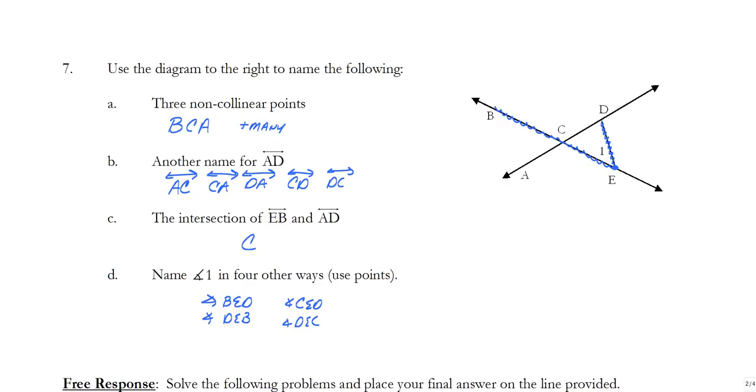The intersection of EB and AD, if you were to trace both of them, you will see that they intersect at point C. And name angle 1 4 other ways.